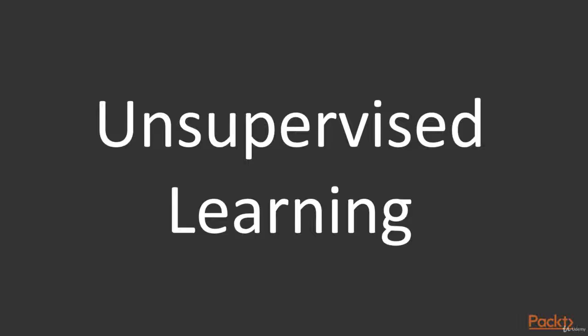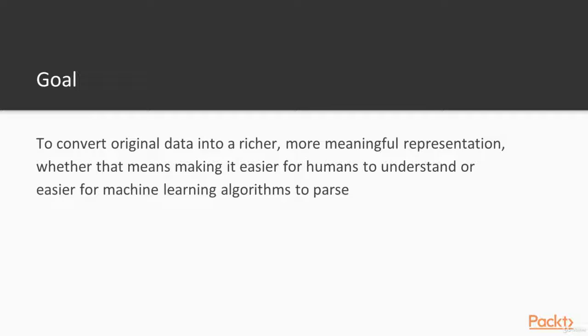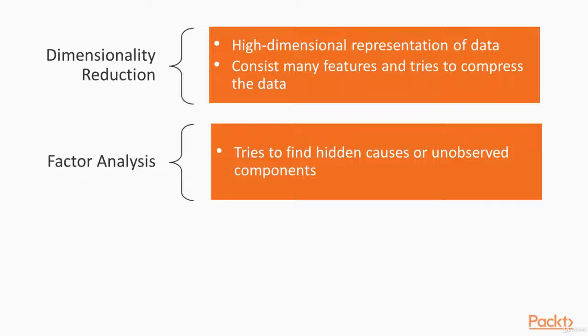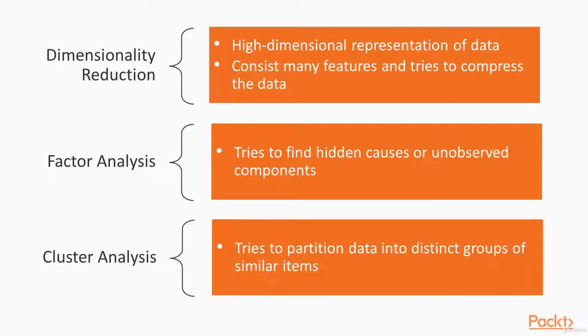So, unsupervised learning might come in many shapes and forms, but the goal is always to convert original data into a richer, more meaningful representation, whether that means making it easier for humans to understand or easier for machine learning algorithms to parse. Let's look at some of the common applications of unsupervised learning. The first application is dimensionality reduction. This takes a high-dimensional representation of data consisting of many features and tries to compress the data. Next is factor analysis. This tries to find the hidden causes or unobserved components that give rise to the observed data. And the last application is cluster analysis. This tries to partition the data into distinct groups of similar items.